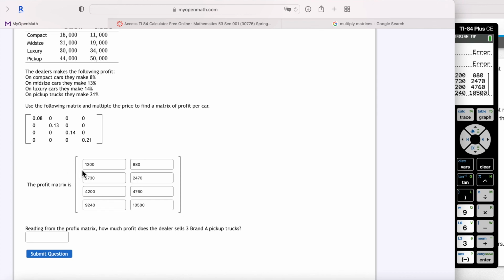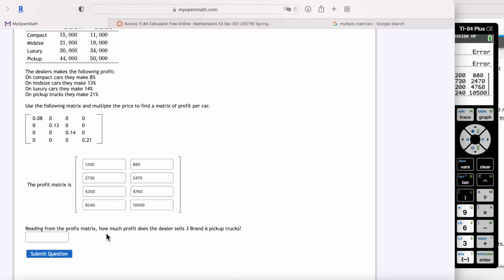Now, for example, for every compact car that you sell in brand A, you make about $1,200 in profit. Or for every luxury car that you sell in brand B, you make about $4,760 in profit.